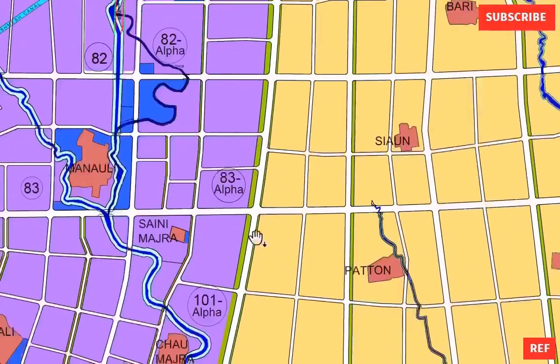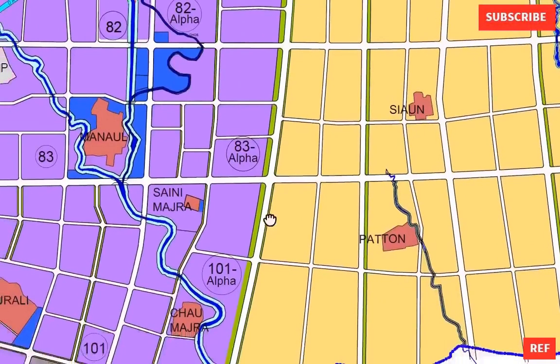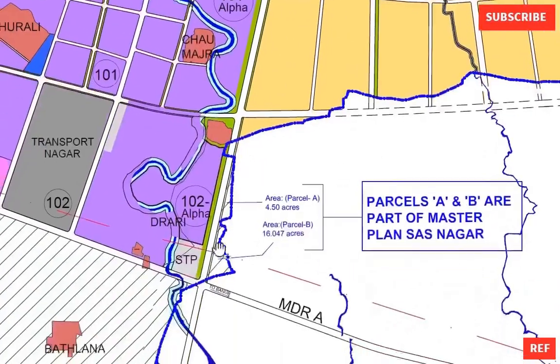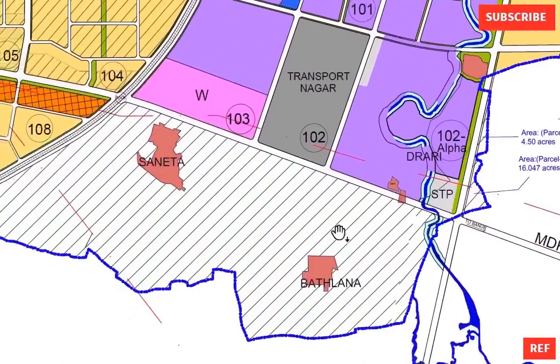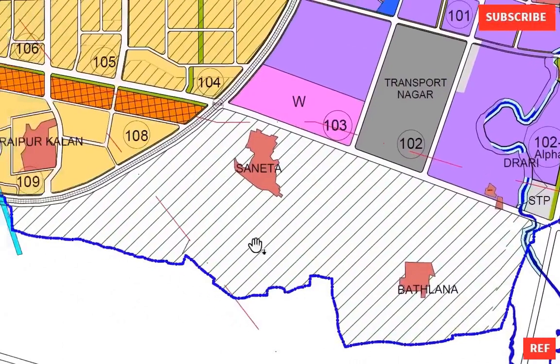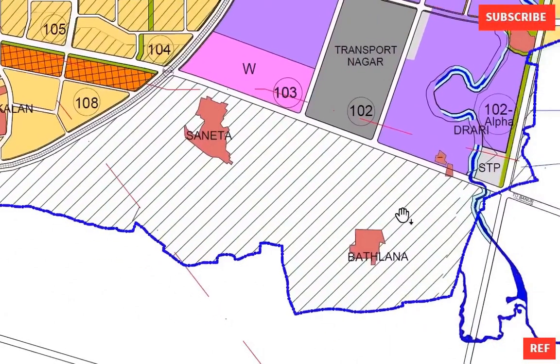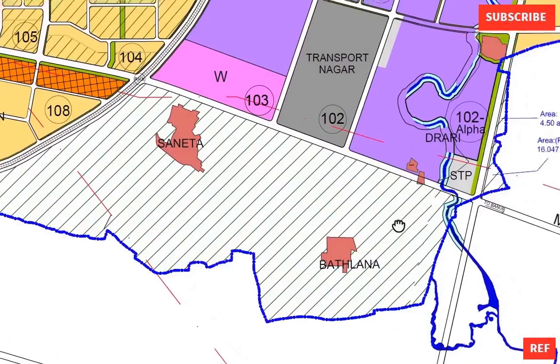If we come down in the master plan, we can see these oblique lines, these kind of lines. These lines represent the agricultural land. So it presents a great opportunity for investors interested in buying agricultural land or anybody interested in farming or related activities, as this land is located in close proximity to the highly developed urban area of Mohali.